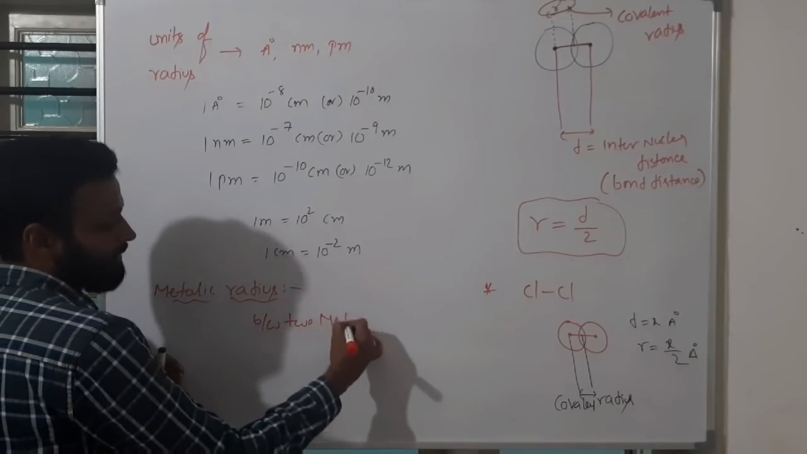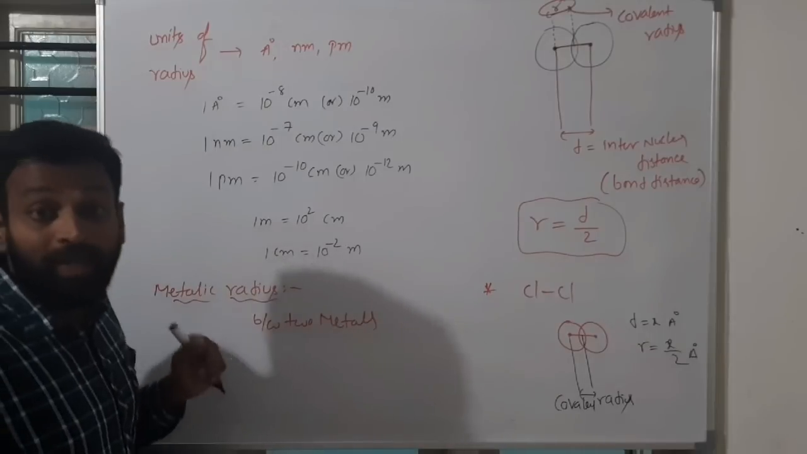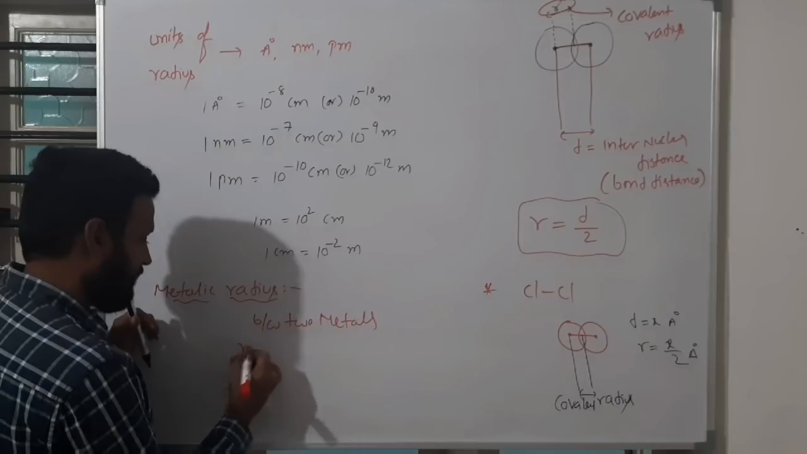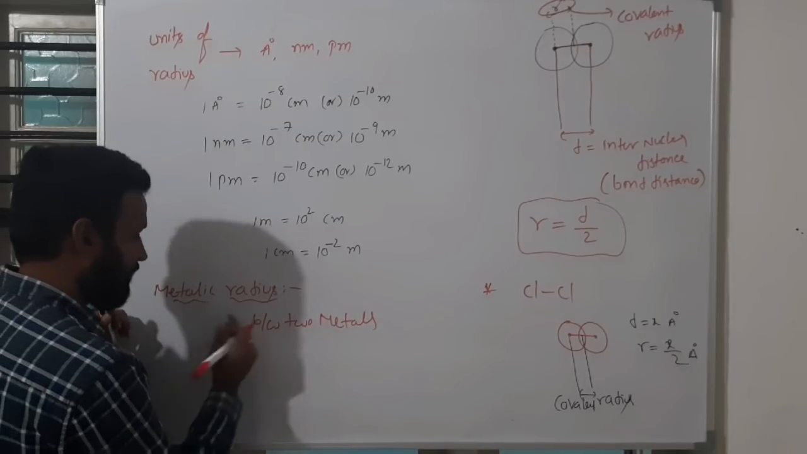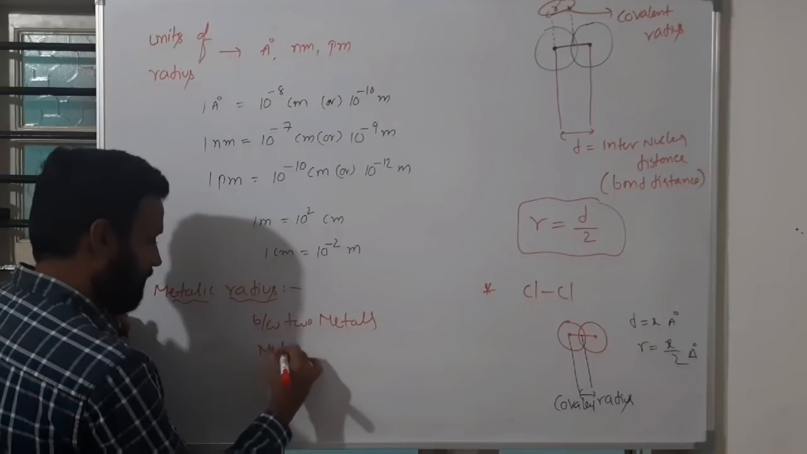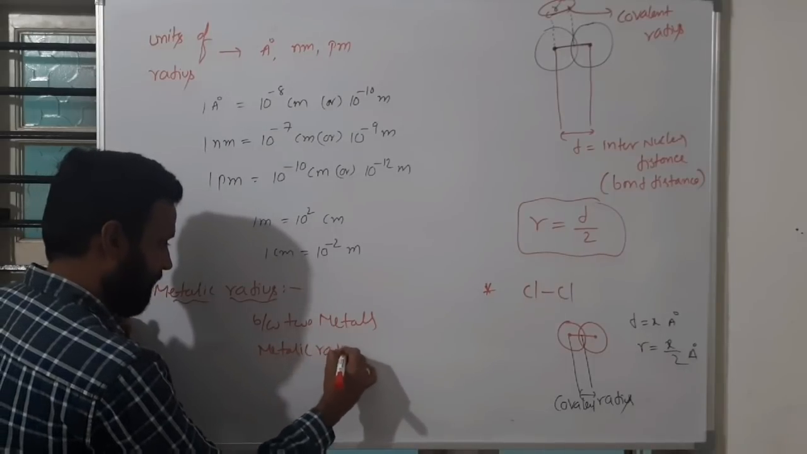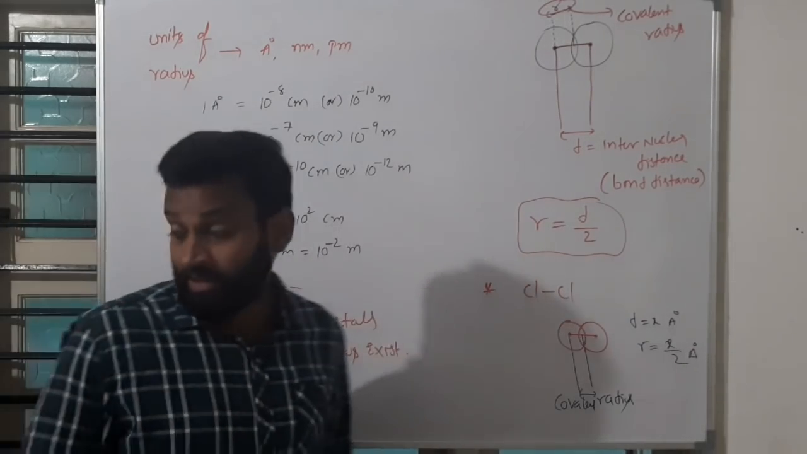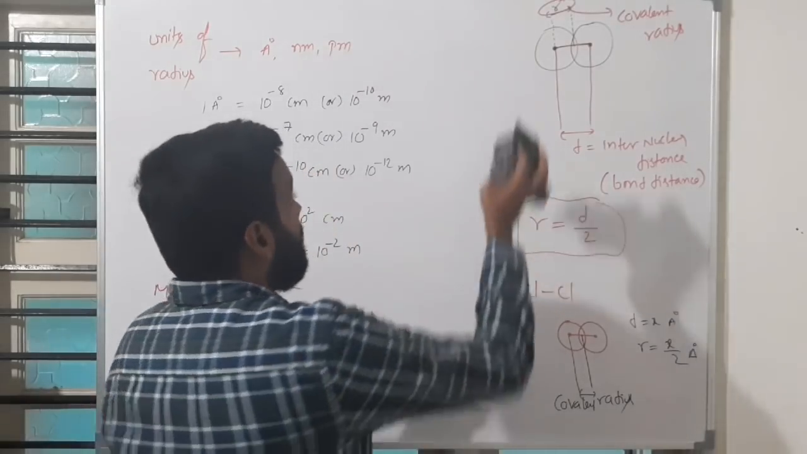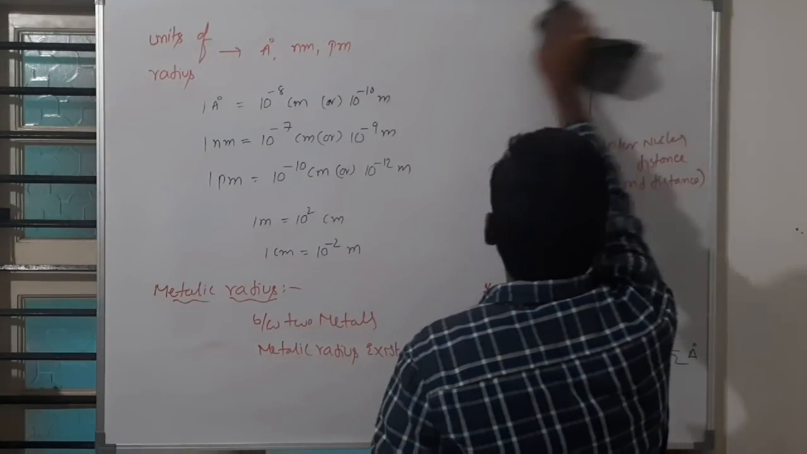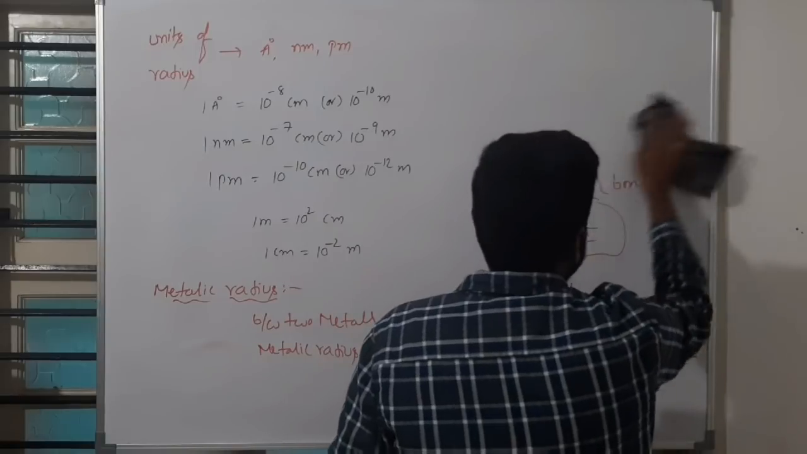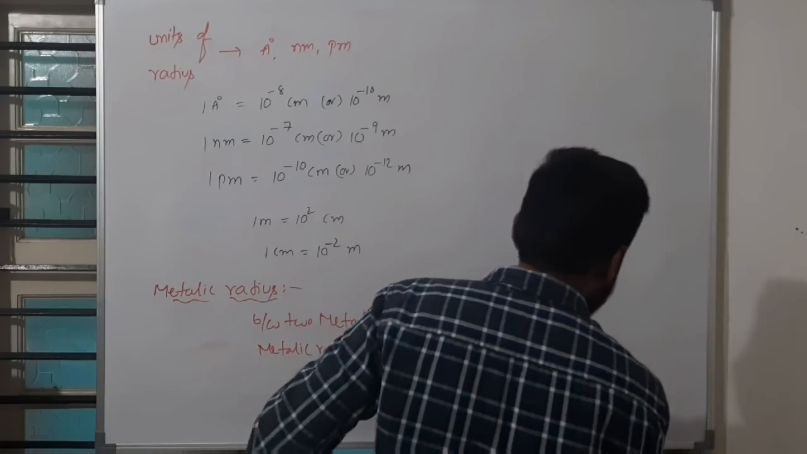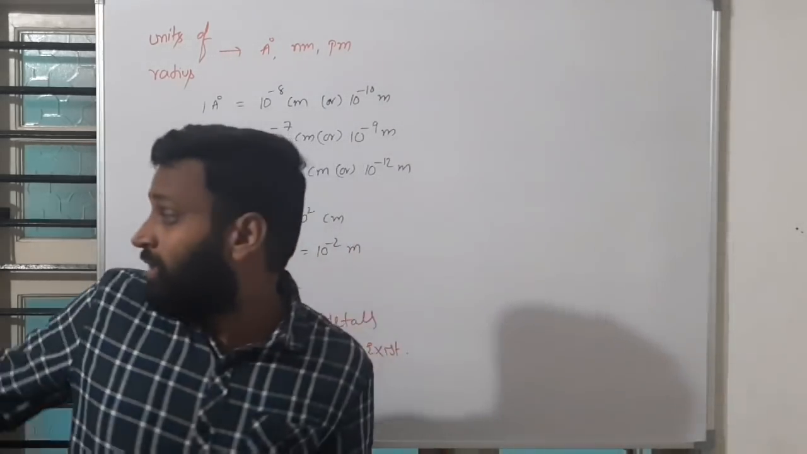Between two metals, what radius exists? Metallic radius. Between two metals, metallic radius exists. Metallic radius is just the same thing: the half of the internuclear distance between two metals which are adjacent to each other is called metallic radius.